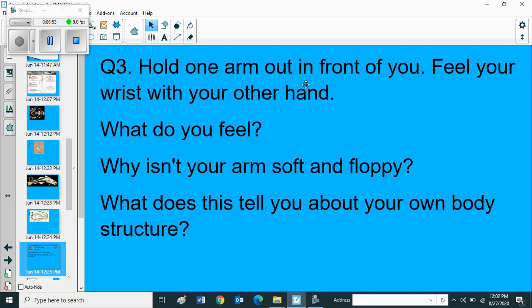Hold one arm out in front of you. Feel your wrist with your other hand. What do you feel? Yes, they can feel their bones. It feels hard. Why isn't your arm soft and floppy? It has bones inside it and they maintain its shape. What does this tell you about your own body structure? It should tell us we have an internal skeleton with hard bones.